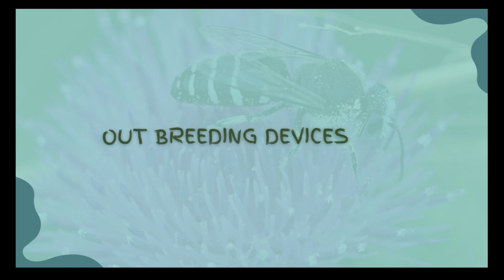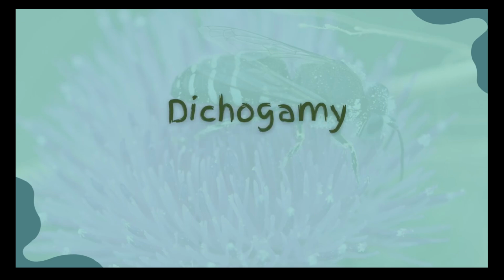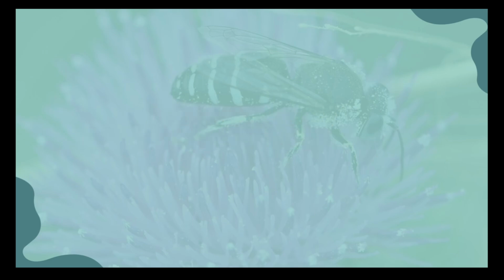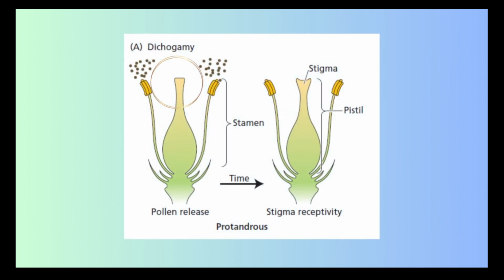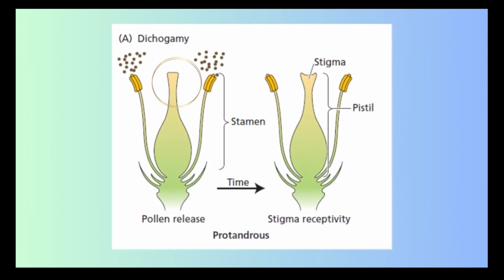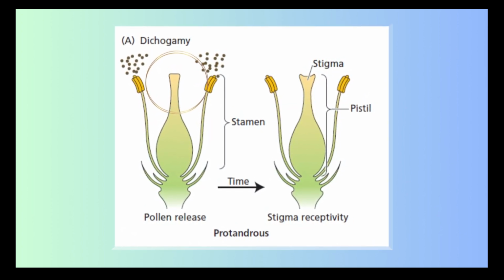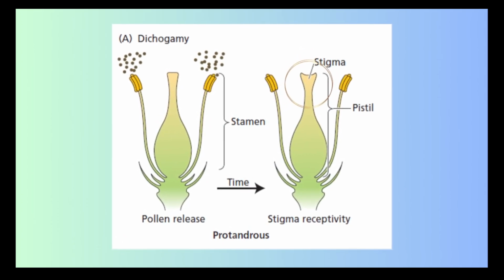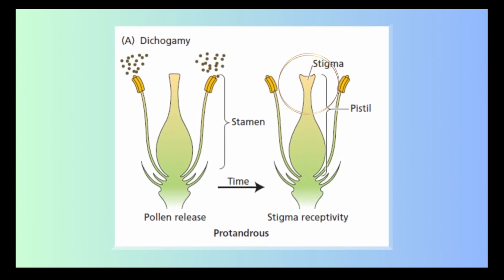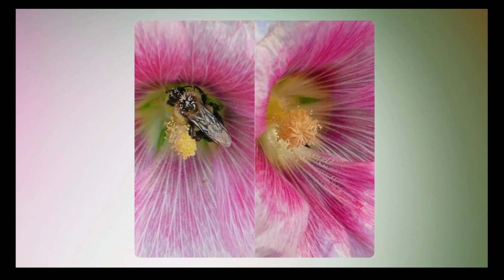First, let us talk about dichogamy. In some plants, receptivity of stigma and pollen release are not synchronized. To be more clear, in protandrous condition, when anthers shed their pollen, stigma is not receptive. And once stigma becomes receptive, no more pollens are left in the same flower. This is an example of protandry.